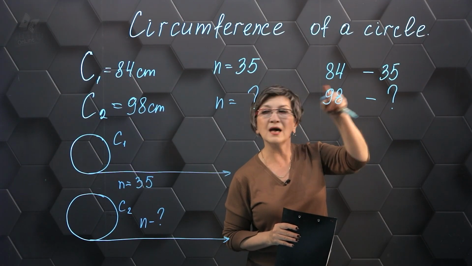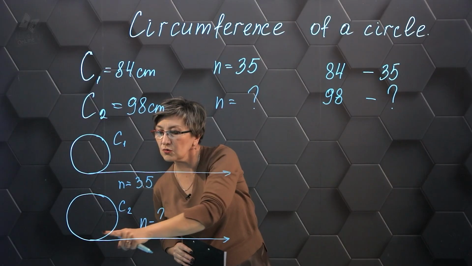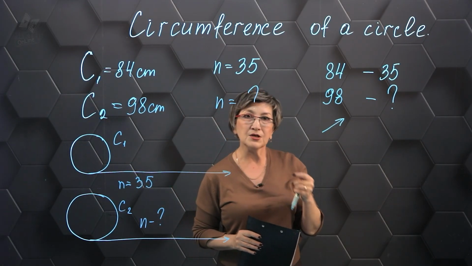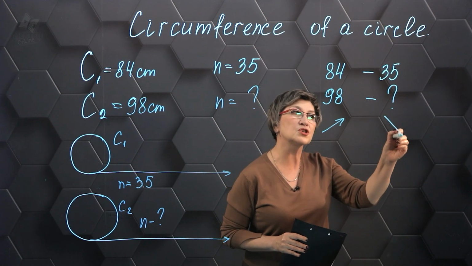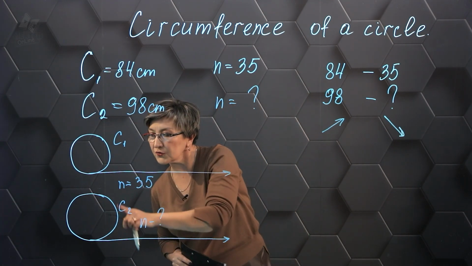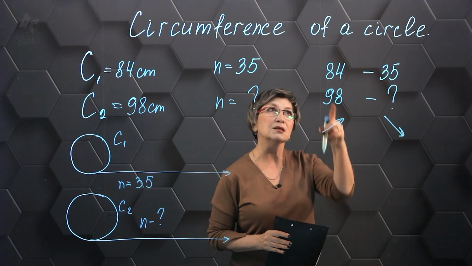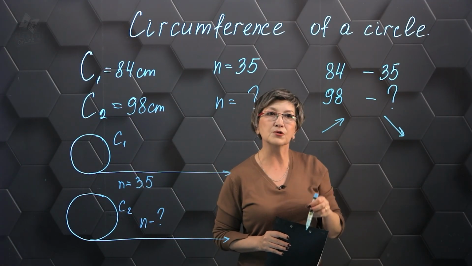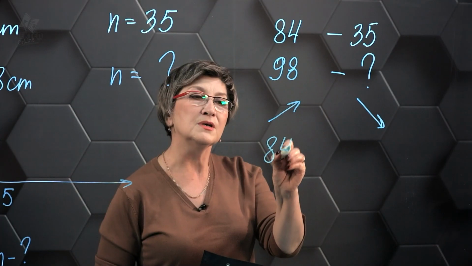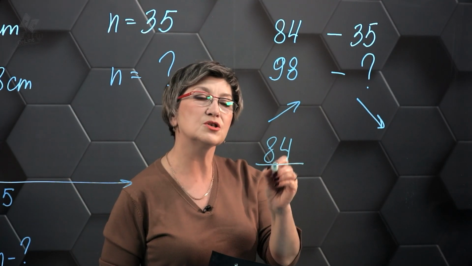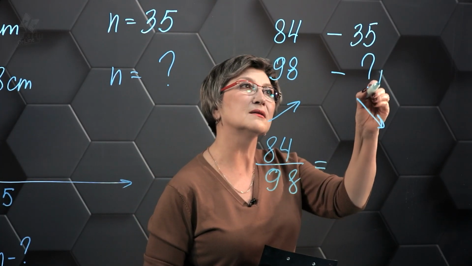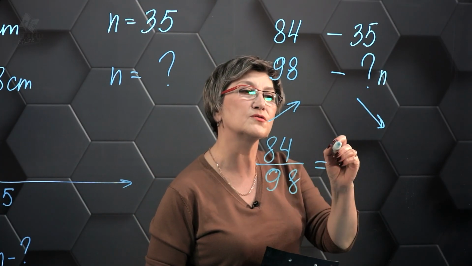If the length of the circle is increasing, then the number of revolutions will decrease. Why? Because the second wheel has a longer circumference. Then the proportion will be the inverse of the ratio. And then I will make the proportion 84 to 98. Just like, let's write the number of revolutions as n equals 35.